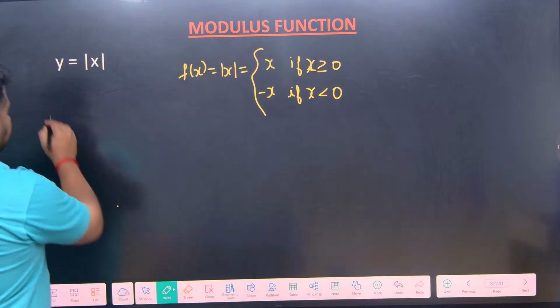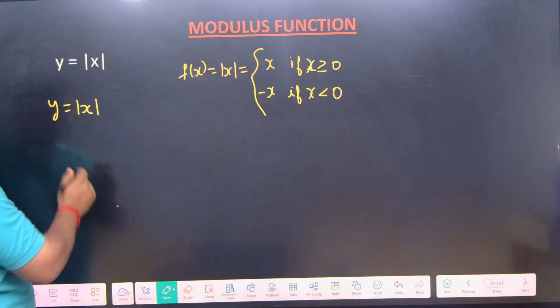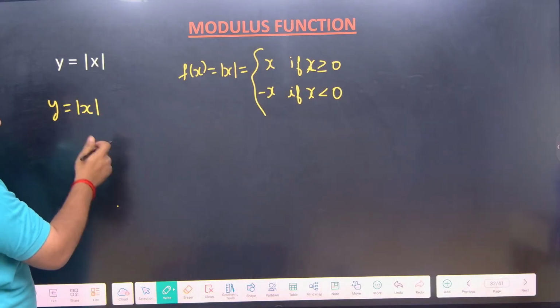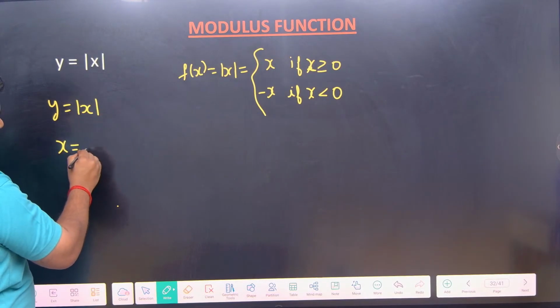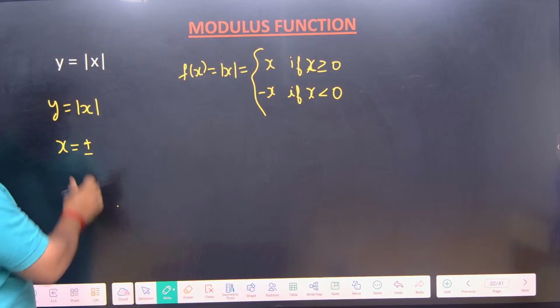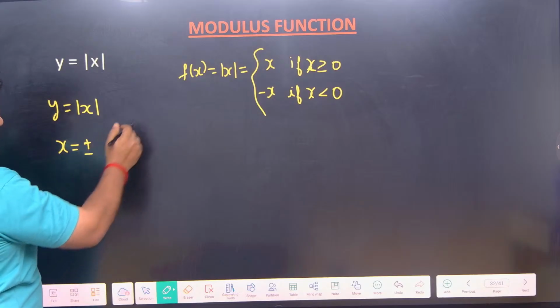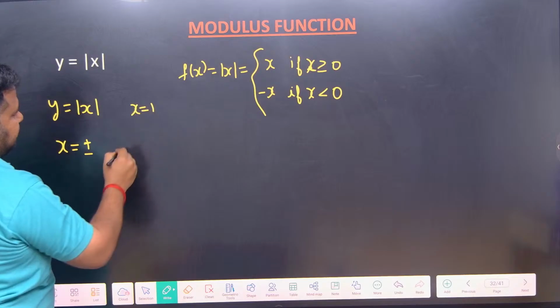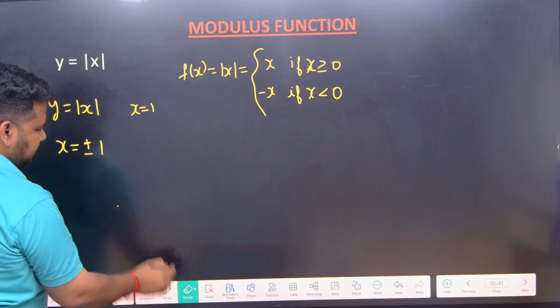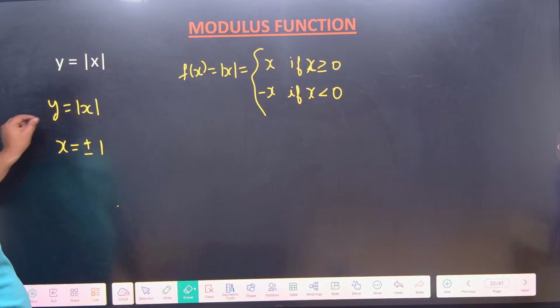Now see here, when I write y is equal to mod x, if I remove this modulus sign, what can I write? x will become equal to plus or minus. Suppose the x value is equal to 1, if I take it, the x value will become equal to plus or minus 1. So y is equal to mod x, then the x value will become plus or minus 1. This is the thing you have to remember.